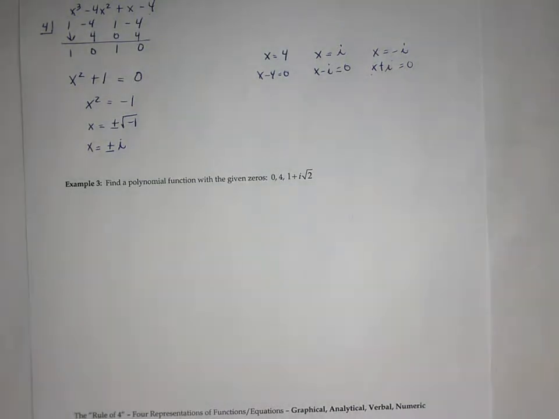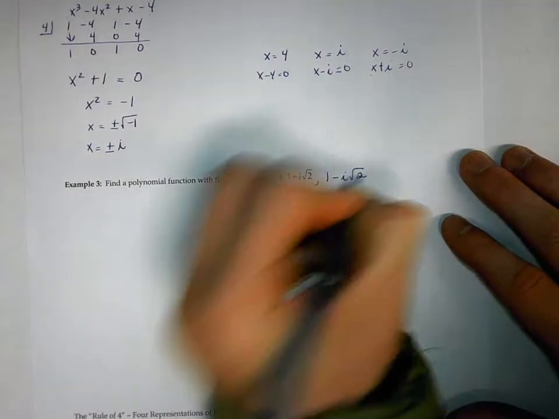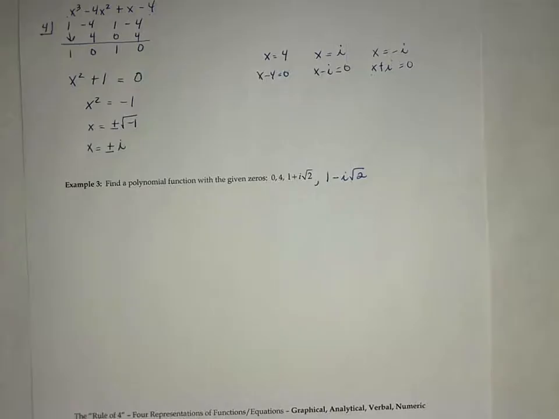The last example, I'm giving you some zeros, and I want to know what was the original polynomial that created these zeros: 0, 4, and 1 plus i square root of 2. Now, before we jump anywhere, I see that i square root of 2, and one of the rules with our imaginary solutions is that they come in conjugate pairs. So right off the bat, I know that 1 minus i square root of 2 is also a 0. I've got to make sure I include that.